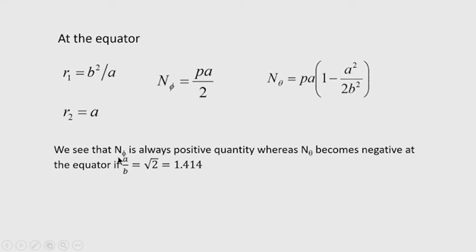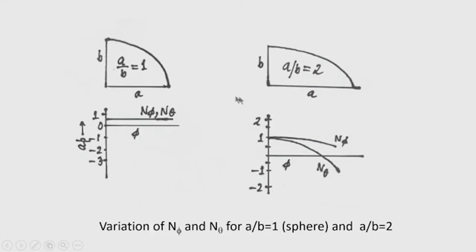Now, it can be seen that n theta becomes negative if 1 minus a square by 2 b square is less than 0. Now, this is possible when a by b is greater than root 2, that is 1.414. So, it becomes negative at the equator if a by b is greater than root 2, that is 1.414. So, that means this n theta changes sign, that is illustrated with an example.